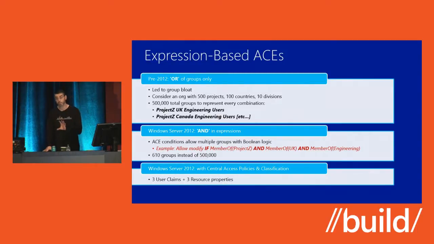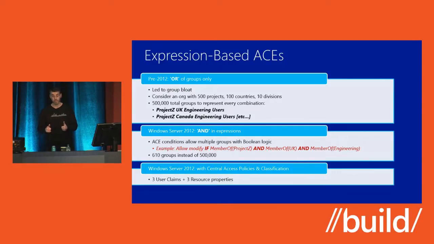Just with the AND operator, just that operator, we can get that down from 500,000 groups to 610 claims by virtue of this expression. If the user's a member of Project Z and they're a member of the UK group and they're a member of the engineering department group, that ANDing, which you can visualize as intersecting, creating a little virtual group there, reduces that need down to just 610 different group objects.